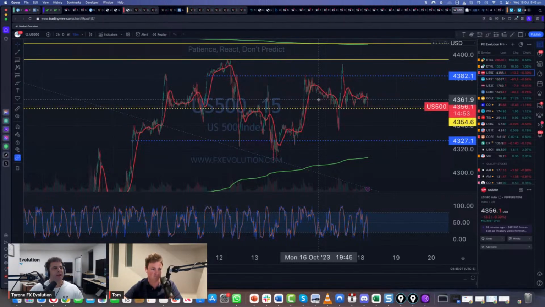Yep. Two rapid answers to a couple of the questions I saw earlier. We use the standard settings for the Stochastic, the standard platform settings. We never change it. Whatever your platform gives you is generally the one we want to use. Whether it's MT5 or TradingView, we always go with the default settings. We don't want to be reinventing the wheel there.